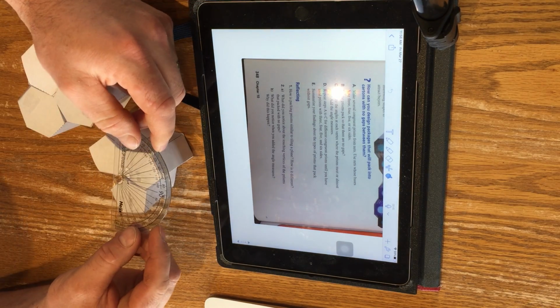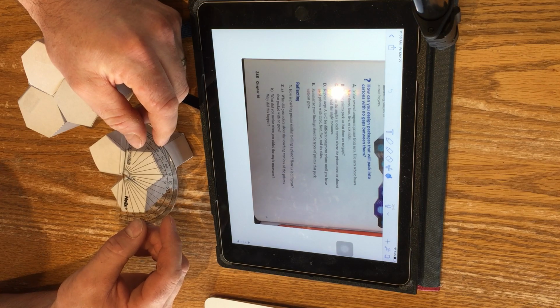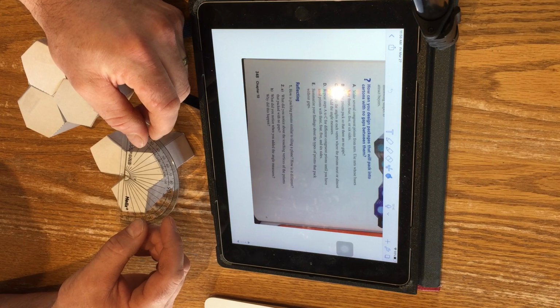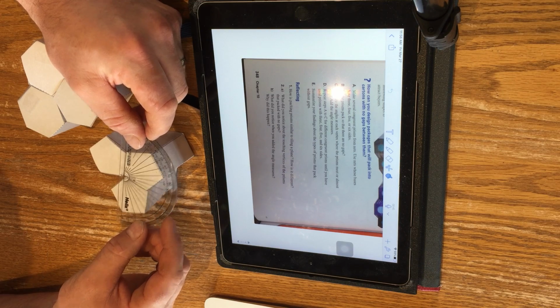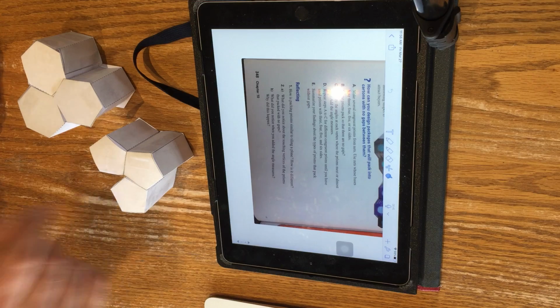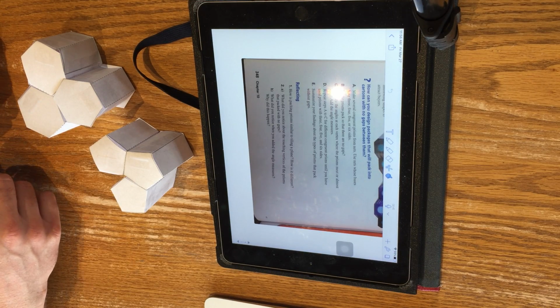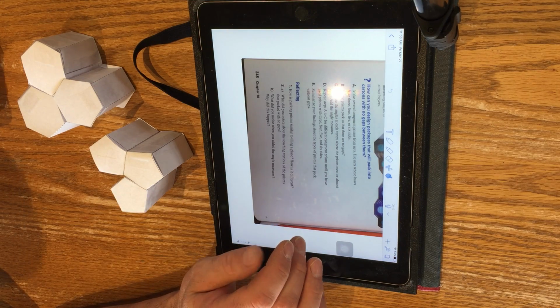Here we have the pentagon. The interior angle of a pentagon measures to be, it looks like it's 110, but if it's really accurate, it'd be 108 degrees. We have 3 of them that meet at a vertex, but there's still a gap. Well, think about what 3 times 108 would equal. Does that make a full circle?